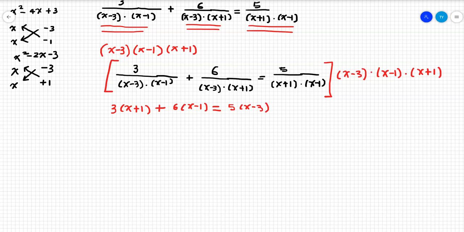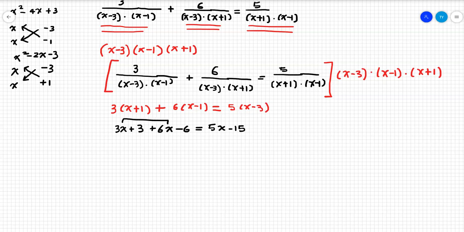So now what you have to do here is use the distribution property, multiply them out, and combine the terms. Put them all together and put x's on one side, because this is a linear equation. X is on one side and the constant is going to be on the other side. Okay, so here we have 3x plus 3 plus 6x minus 6, and the 5x minus 15.